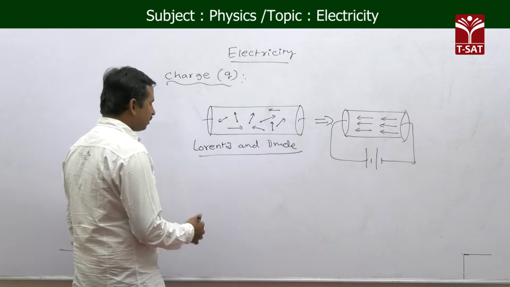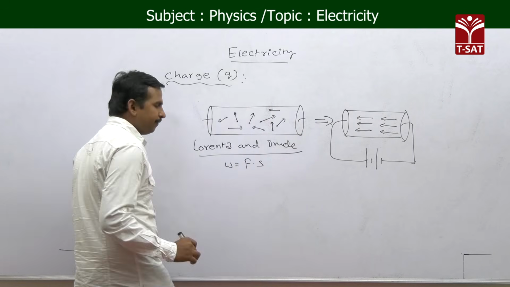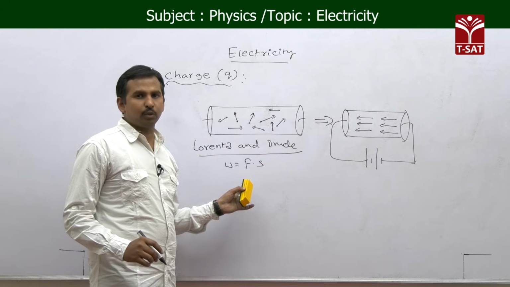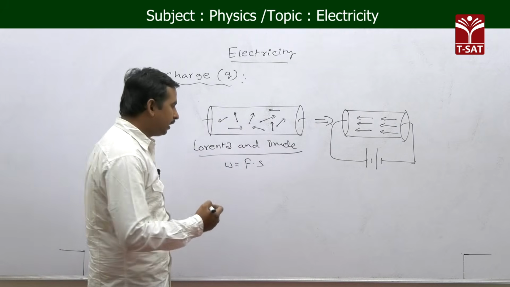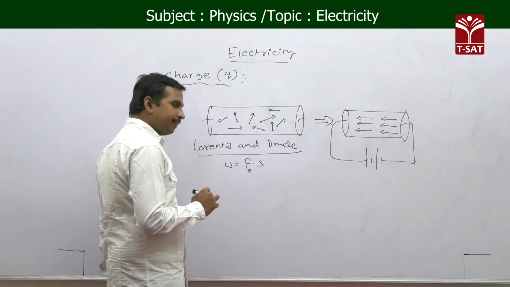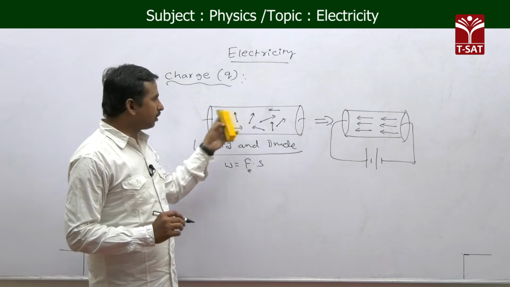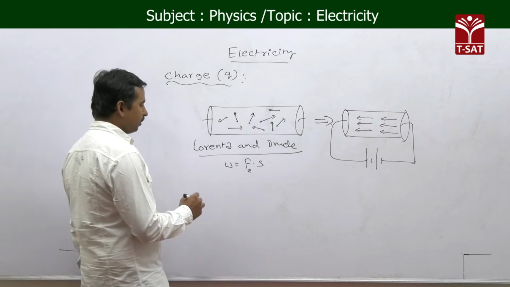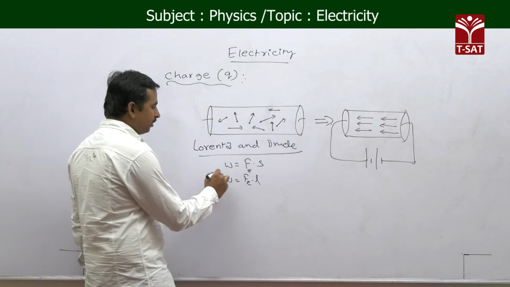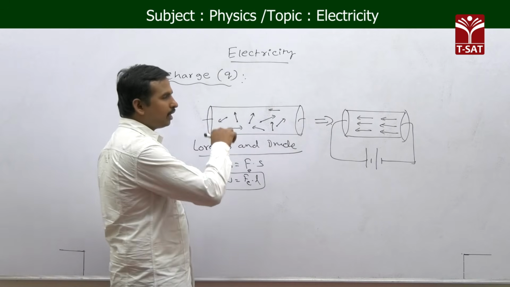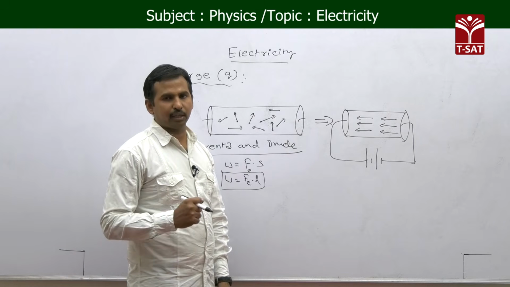As it is doing work, W is equal to F into S. Here F is the force driving those electrons in one particular direction. Let that force be the electric force, Fe. And the displacement is nothing but the length of the conductor, L. So W is equal to Fe into L. This is the work done by the battery on the electrons, so that they go in one particular direction to get the electric current.